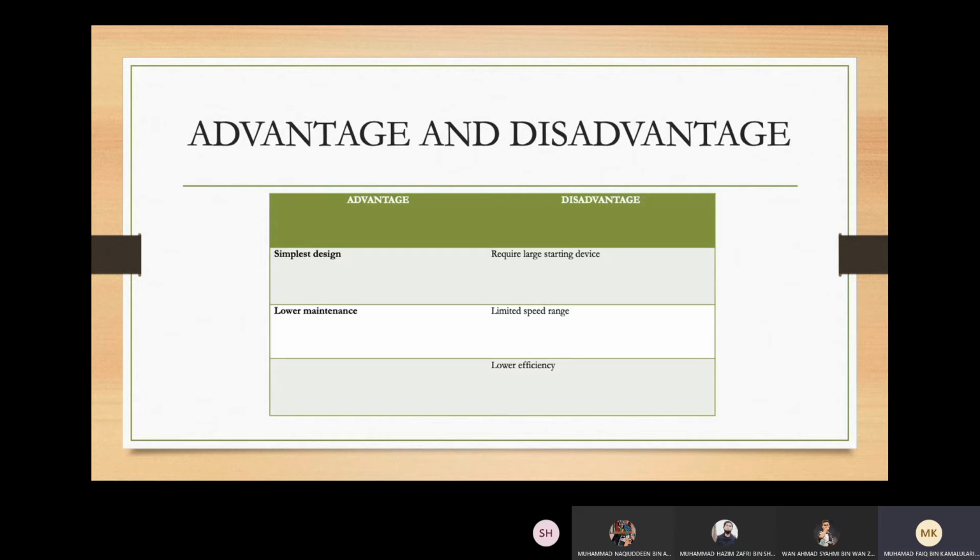Okay, now we already know how the single spool works. So, what are the advantages and disadvantages of the single spool engine? The advantage is that the single spool engine is simply designed and has lower maintenance. The disadvantages are that it requires a large starting device, has a limited speed range, and lower efficiency, like I said before, and it's not commonly used in worldwide engines.